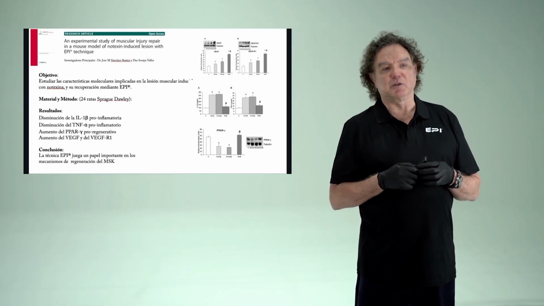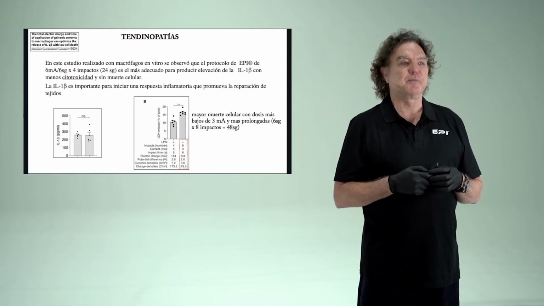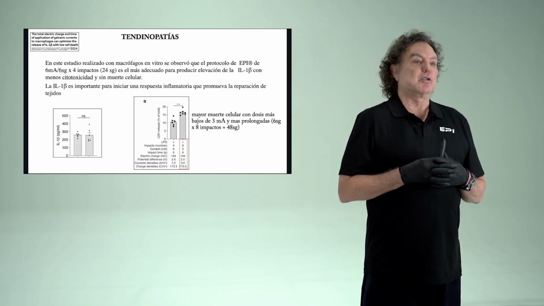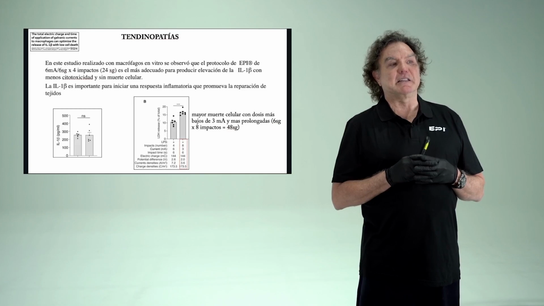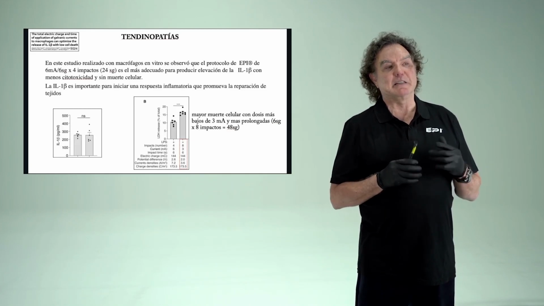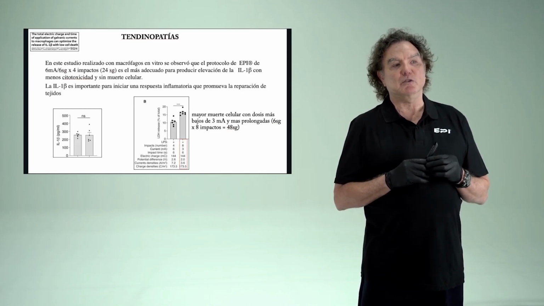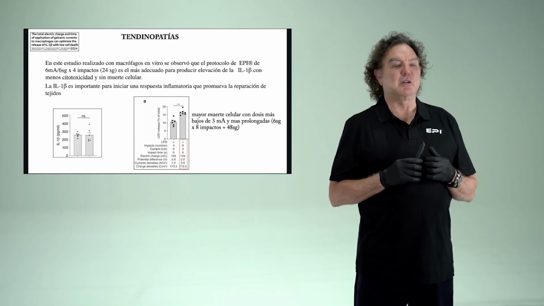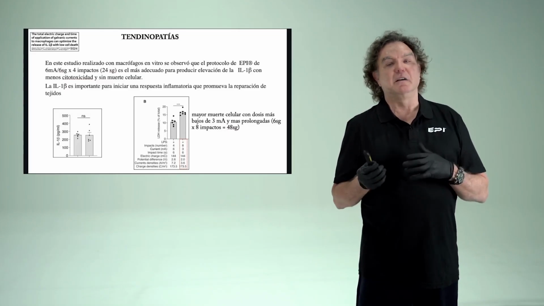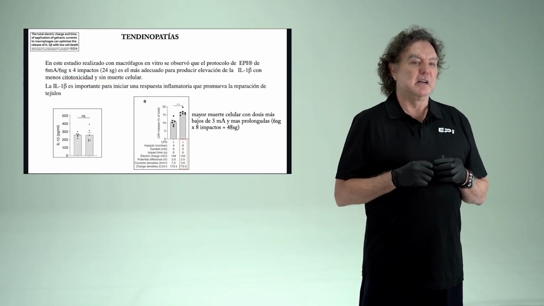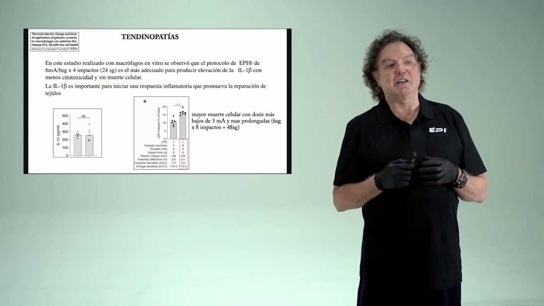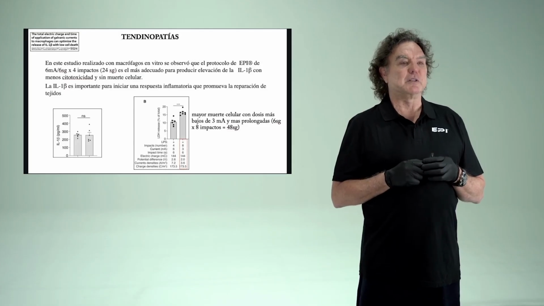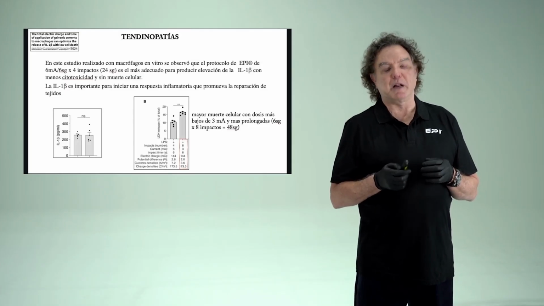This is another recent study that was conducted with macrophages in vitro to observe whether the EPI technique worked, and they observed that the most suitable dose was 6 milliamperes, 6 seconds, 4 impacts. It was the most suitable for producing an increase in interleukin-1 beta without cell death and without cytotoxicity. This expression of interleukin-1 beta is necessary to trigger an inflammatory response that promotes tissue repair.